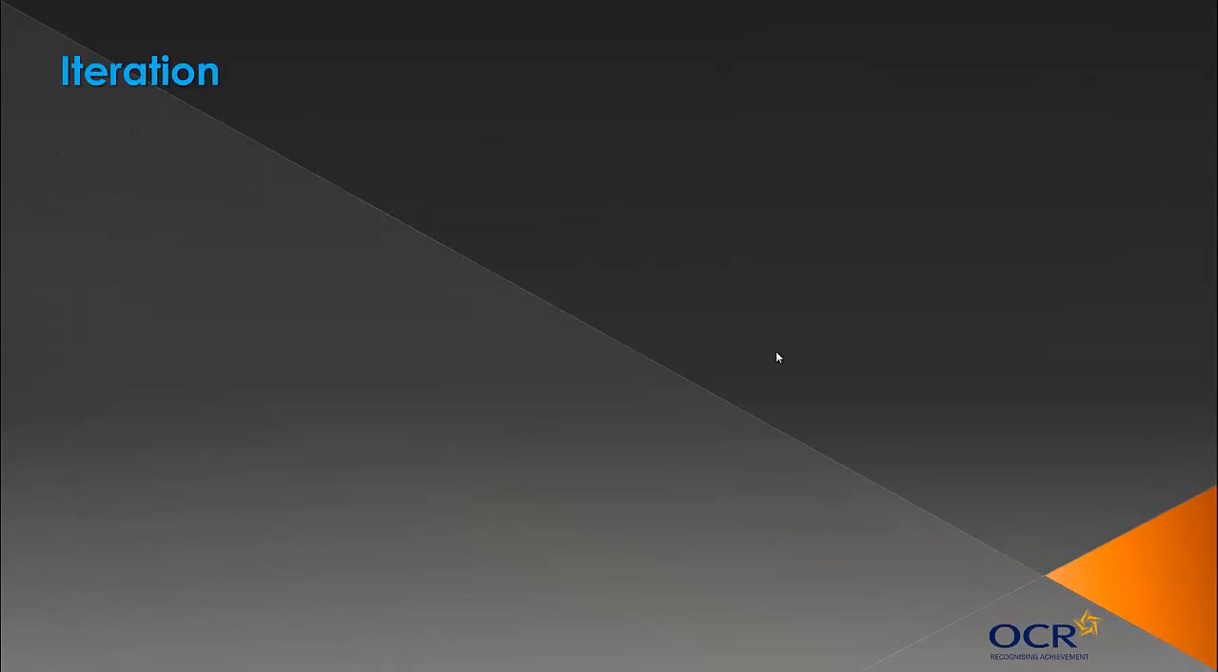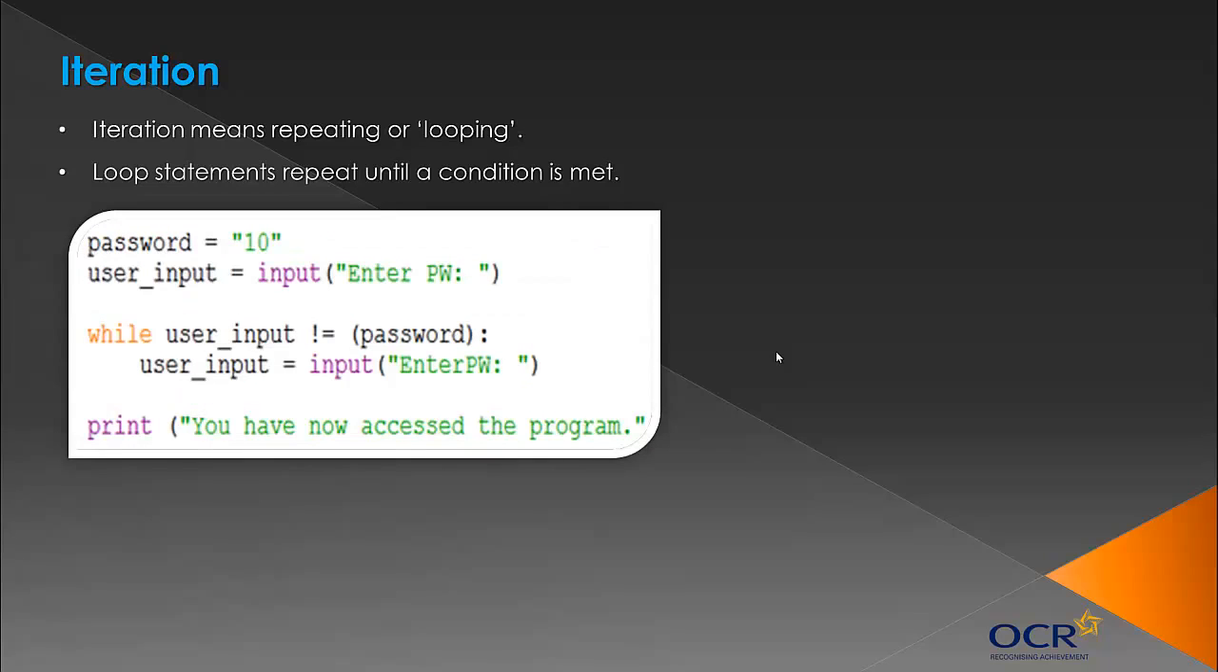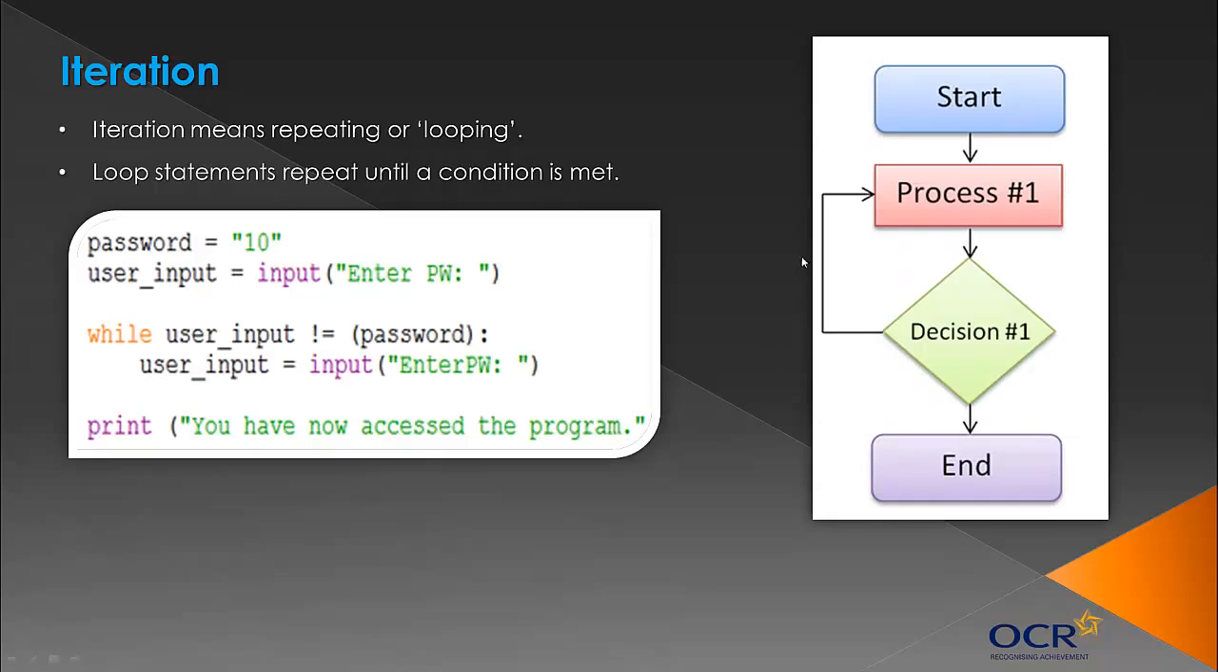So the final building block is iteration. And iteration just means repeating or looping. We use looping a lot in computer science. And loop statements repeat until a condition is met. So there's two main types of loop, while and for. For is really a set amount of times, and while could be infinite really.